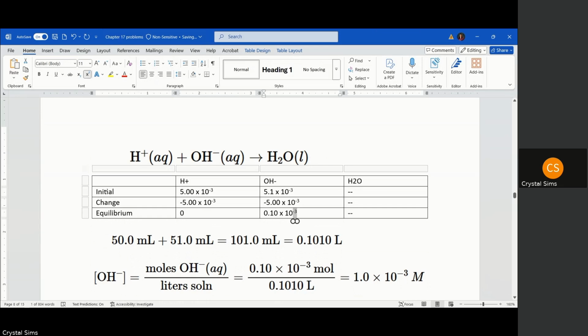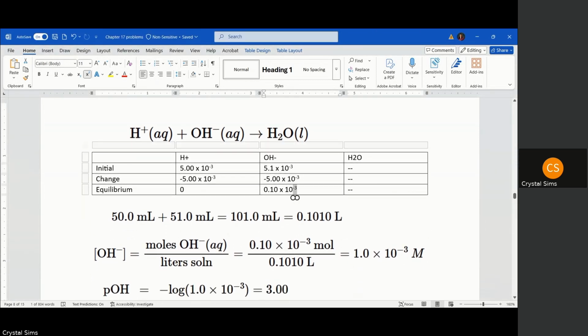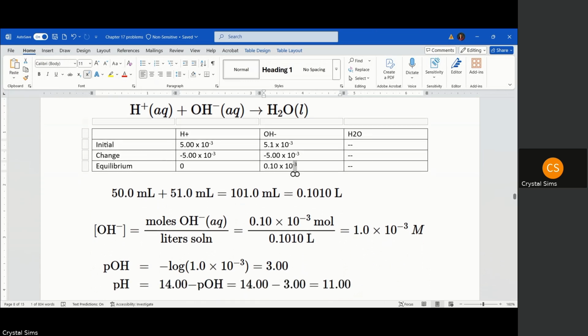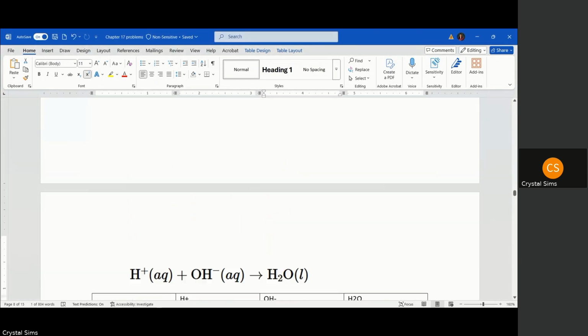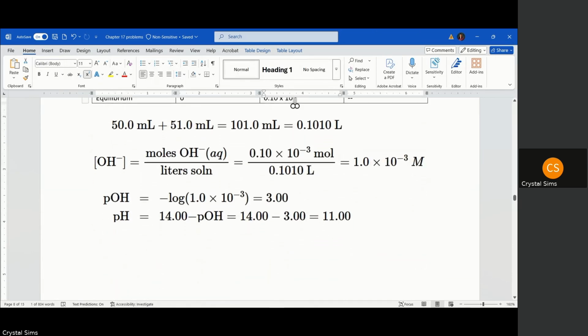And we do our same equation here. Moles of hydroxide ions divided by our total liters of solution. So we're going to have the hydroxide ion concentration of 1.0 times 10 to the negative 3. We take the negative log of that to determine our pOH, which is 3, but we're not looking for pOH, we're looking for pH, so we subtract that from 14, and we end up with a pH of 11. So our pH, then, with the addition of 49 milliliters is 3, the addition of 51 milliliters takes us to 11.